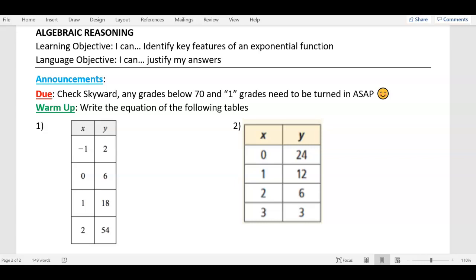All right, so on our warm-up, given a table, can you get an equation? Now, we've done it for linear. So if you try to do this the linear way by doing the little bird beaks, you may notice it doesn't work. Check it out. From 2 up to 6 is adding 4. From 6 up to 18 is adding 12. And from 18 up to 54 is 36, I believe.